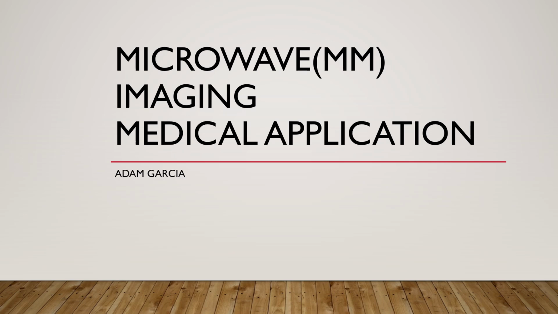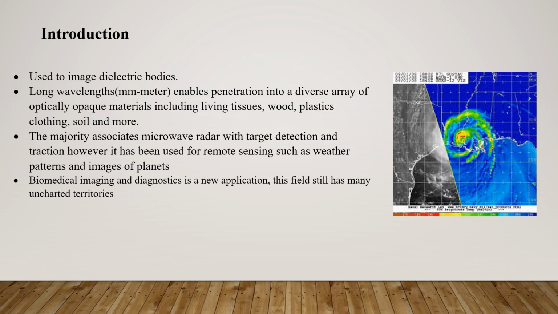We're going to be going over microwave imaging and the medical application for this imaging. Microwaves are used to image electric bodies. They have long wavelengths, which enables penetration into a diverse array of optically opaque materials.